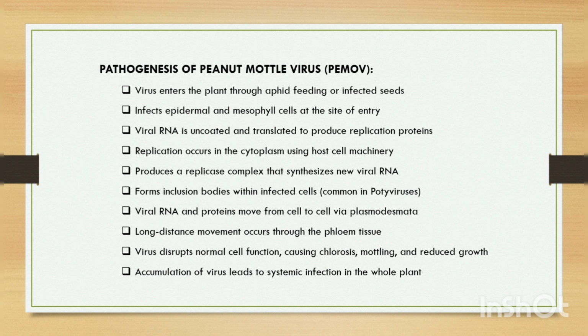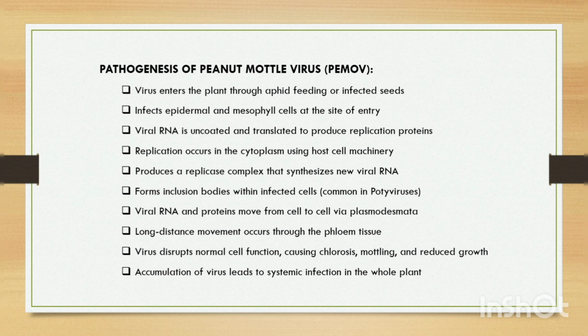Pathogenesis of peanut mottle virus. Virus enters the plant through aphid feeding or infected seeds. Infects epidermal and mesophyll cells at the site of entry. Viral RNA is uncoated and translated to produce replication proteins. Replication occurs in the cytoplasm using host cell machinery. Produces a replicase complex that synthesizes new viral RNA. Forms inclusion bodies within infected cells.